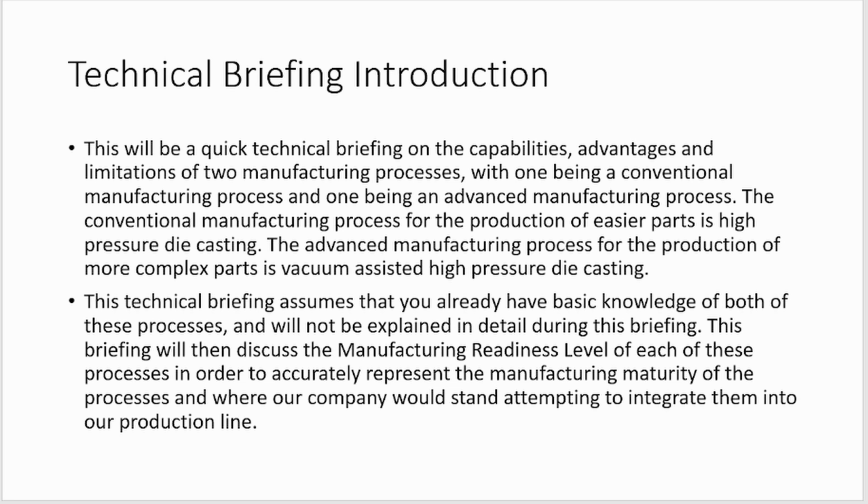This will be a quick, technical briefing on the capabilities, advantages, and limitations of two manufacturing processes, with one being a conventional manufacturing process and one being an advanced manufacturing process. The conventional manufacturing process for the production of easier parts is high-pressure die casting. The advanced manufacturing process for the production of more complex parts is vacuum-assisted high-pressure die casting.